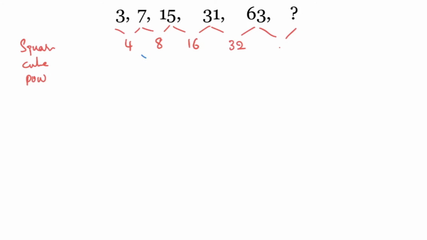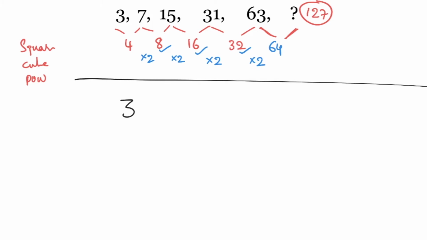4 into 2 is 8. 8 into 2 is 16. 16 into 2 is 32. So the next difference should be 32 into 2, which is 64. If 64 is the next difference, the answer must be 63 plus 64, which is 127. Answer is 127. And there is another solution.